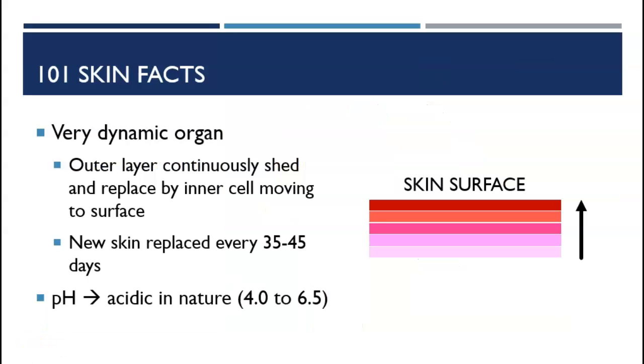Skin is a very dynamic organ. The outer layer is continuously shed and replaced by the inner moving surface, and new skin is replaced every 35 to 45 days. Your skin is acidic in nature, with a pH between 4 and 6.5.